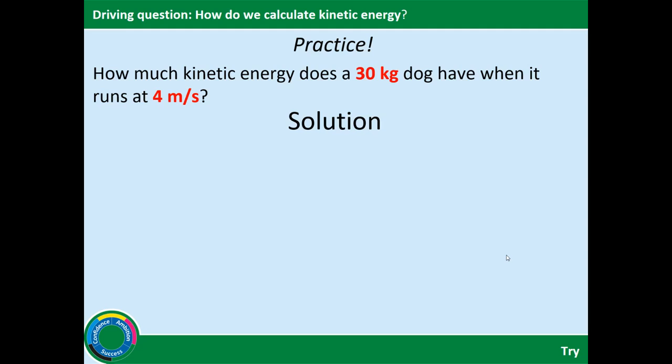Right. Let's see if you had the question correct. Let's check, go through together. Now, when you look at the question, the first thing you do, you write down your formula. K equals half mv squared.